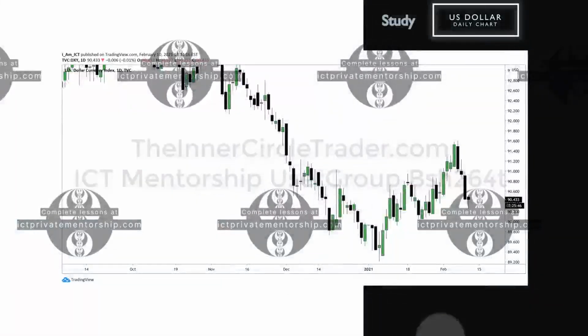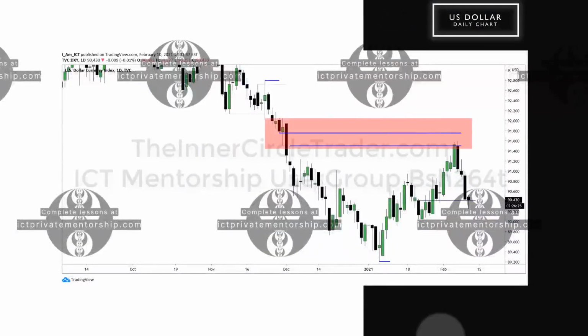All right, dollar index daily chart. So basically, we have seen the return into the optimal trade entry. And then we have redelivered rebalance. Trades up into that, sells off, hits an order block here. Now, we're trading into Thursday.